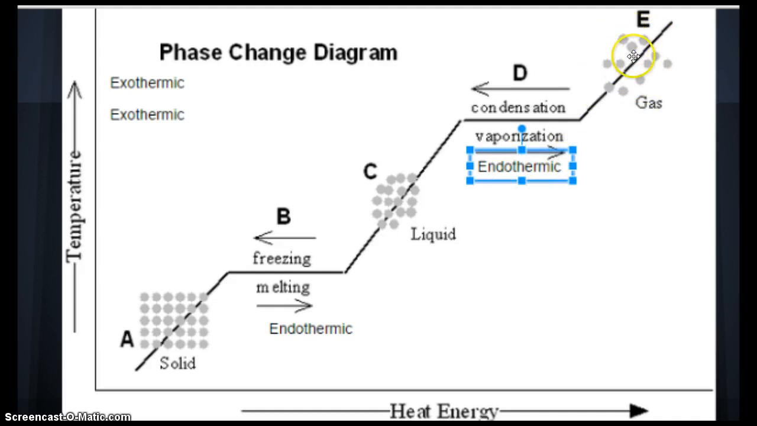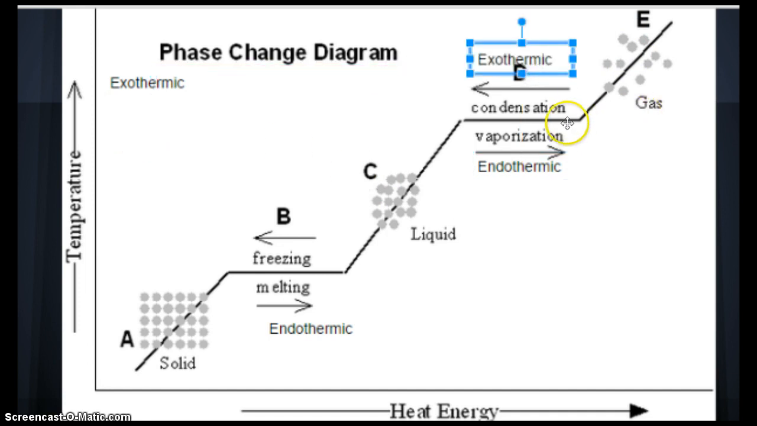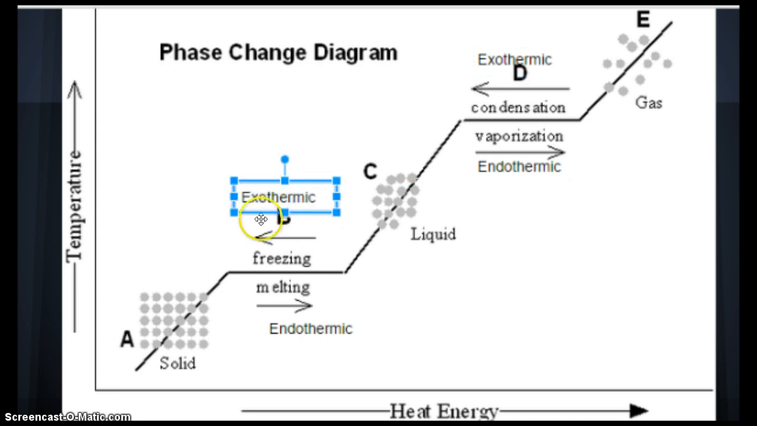Okay, now let's go the opposite way. Gas to liquid. Are the molecules moving faster or slower? They're moving slower. I don't have as much energy. The energy was out. I'm slower and slower as I go to solid, so the freezing would also be exothermic.